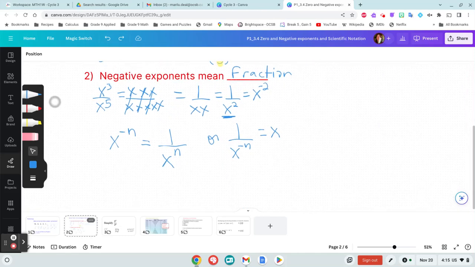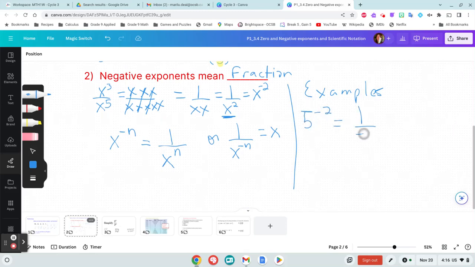Actually, just let me raise this up. So for examples, if I have 5 to the negative 2, that's the same thing as having 1 over 5 to the positive 2, which is going to be 1 over 25. Now, if you do this on your calculator, you're going to get 0.04, I believe, is the value that you're going to end up with. Oftentimes, we want to keep it in exact format, so 1 over 25 is a better answer.